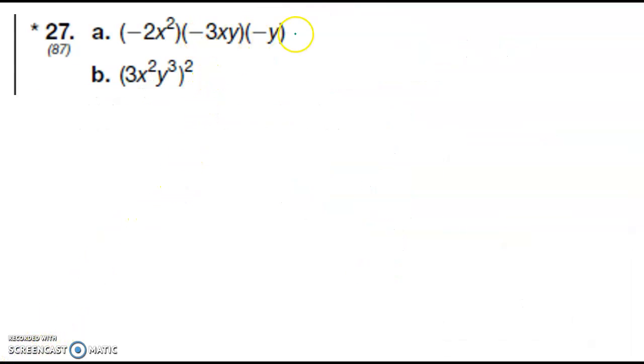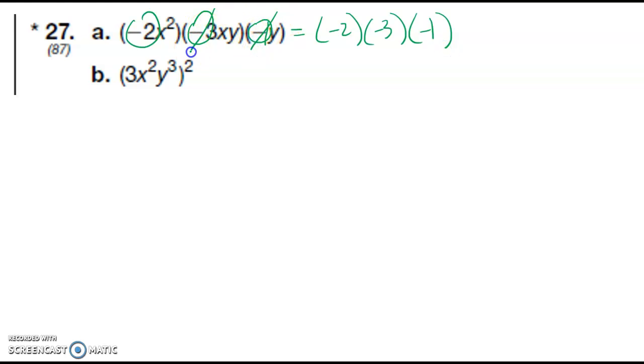Okay, 27. We're going to multiply our numbers. So we have a negative 2, a negative 3, and a negative 1. I'm going to cross those out so we don't double dip there. And then I have x squared times x. Those are all the x's that I have. And then I have y times y. Remember, these have an imaginary or invisible 1 there.